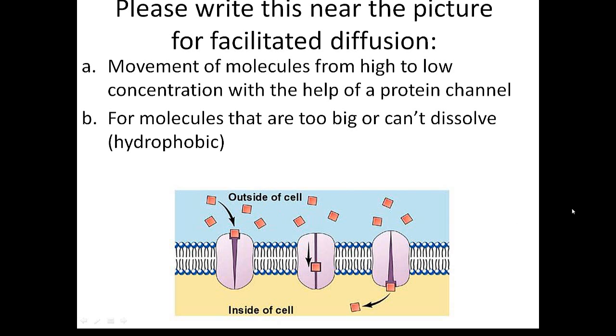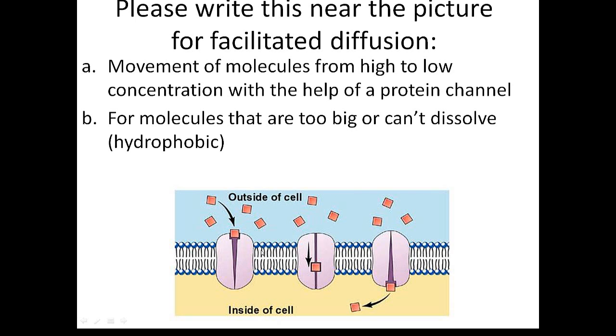So by the picture for facilitated diffusion, define it. It's movement of molecules from high to low concentration. Sounds just like diffusion, but here's what makes it different. We get help from a protein channel. Look at the picture below. We have different proteins here.